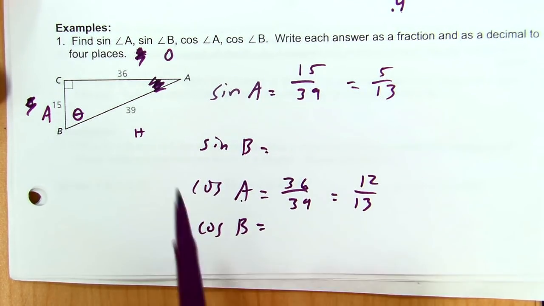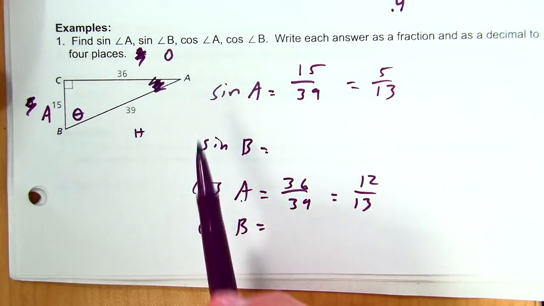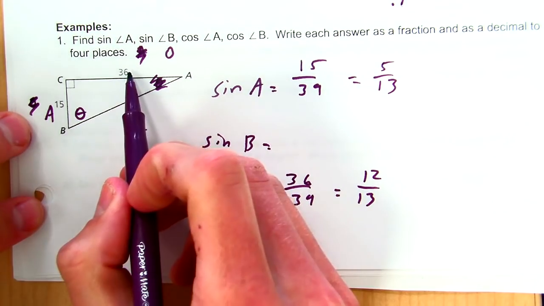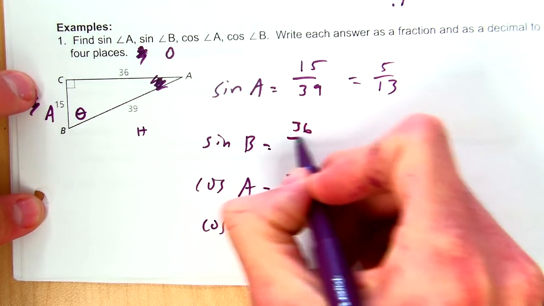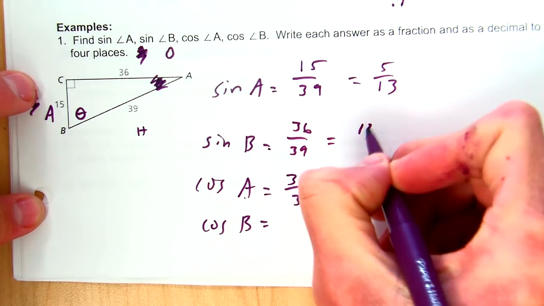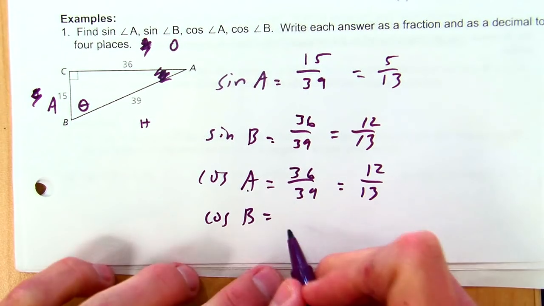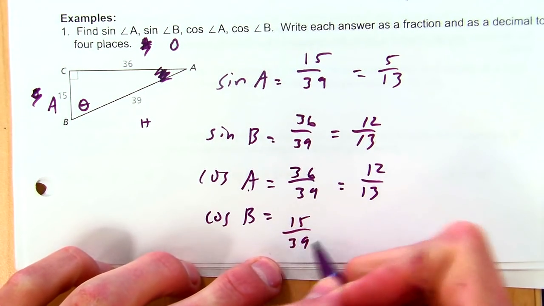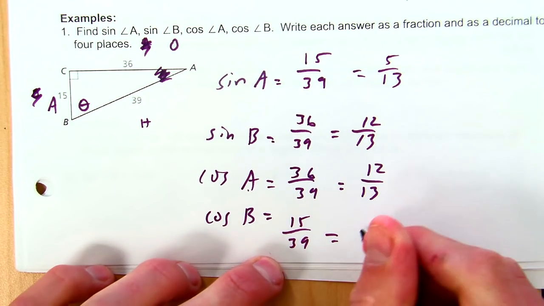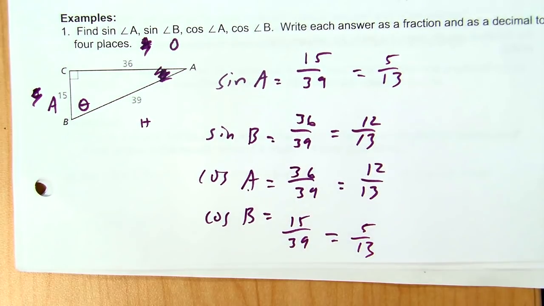Okay, so now for the sine of B, it's still opposite over hypotenuse, but now my opposite is this side, which is 36 over 39, which once again is 12 over 13. And then the cosine of B is adjacent over hypotenuse, 15 over 39, which simplifies into 5 over 13.